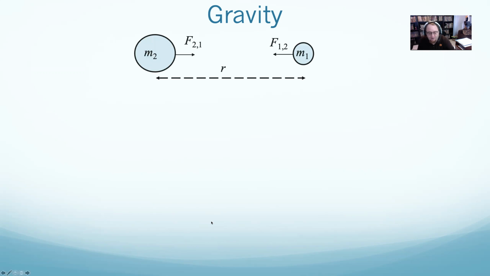Any two objects that have mass will have an attractive force between them. Sitting next to me is this table. There was a force pulling me towards that table and pulling the table towards me, equal magnitude because of Newton's third law. That's gravity. Earth is pulling me down, that's gravity. Earth is being pulled by the sun, that's gravity. But also, if I hold this here, it's being attracted to my face right now. That's gravity.